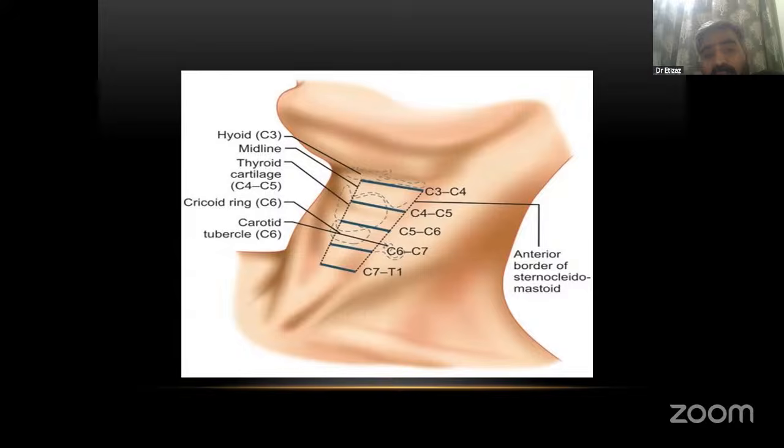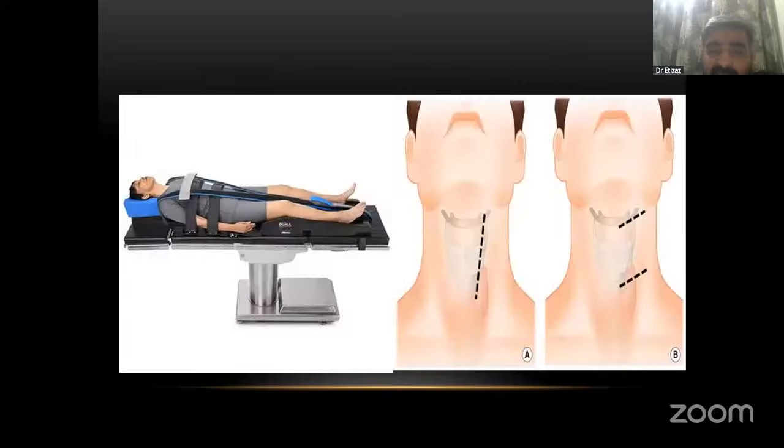This is the sternocleidomastoid muscle, and this is the anterior body of this one. The incision will be a little bit oblique like this one. It's up to us what approach we use. If you are going to C5 to 6, below C5 to 6, most of the time we approach the left side, but it's up to the surgeon what side you choose. The right side is the standard side. Most surgeons stand on the right side.